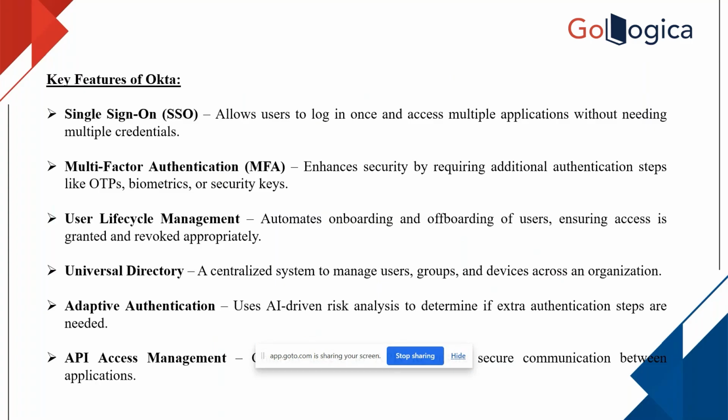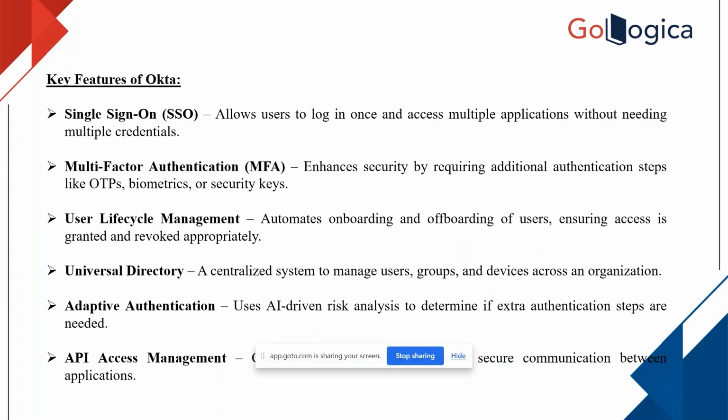Similarly, Okta has its own directory. Directory means its own database. Why do we call it the Universal Directory? Because it resides on the cloud side, so that's why Okta gives it the name Universal Directory. It is a centralized system to manage our users, groups, and devices across the organization in a cloud area.